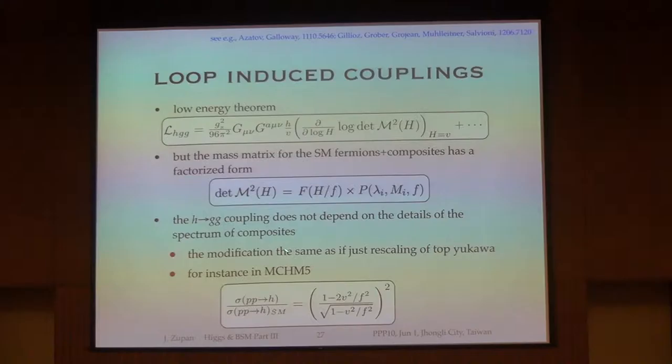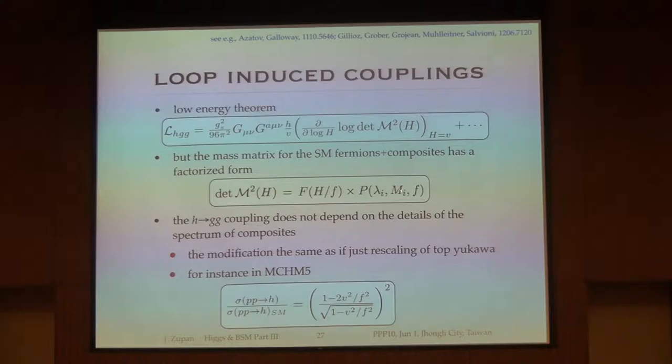They do not depend on lambda, I, M, I, and F. The modification is actually the same as if you just rescale the top Yukawa, as we did before. Right? So you see that there is a cancellation going on: the fact that you have these extra resonances, you don't see it, to this leading order. So for instance, in this MCHM5, the Higgs production, so gluon gluon to Higgs divided by the standard model, is just the modification of the top Yukawa.